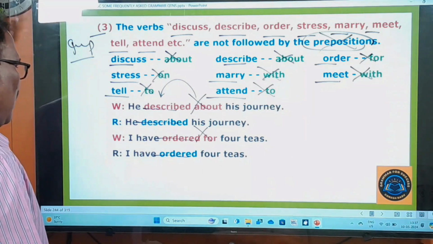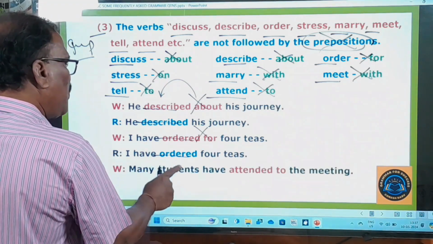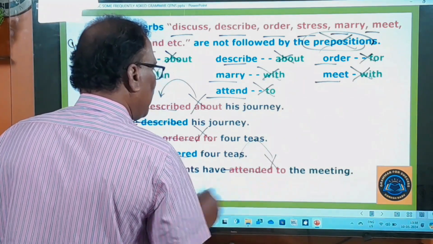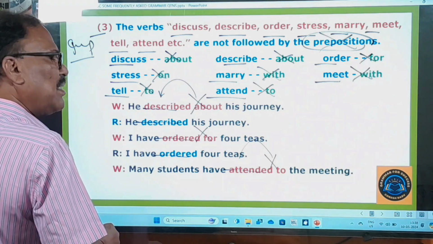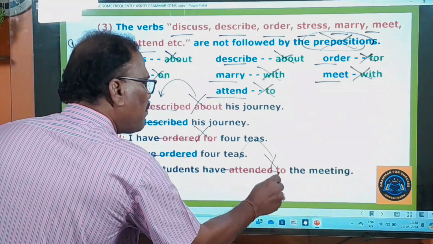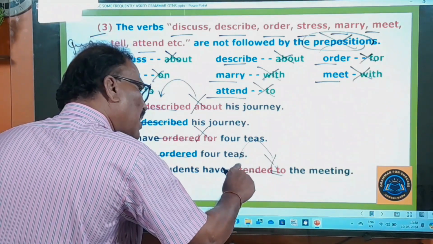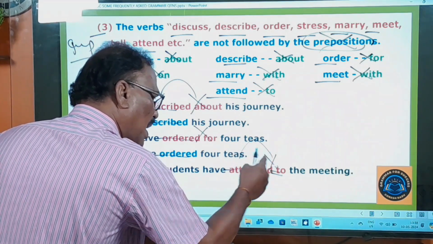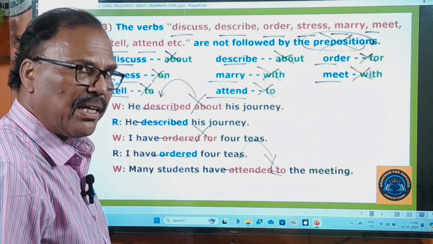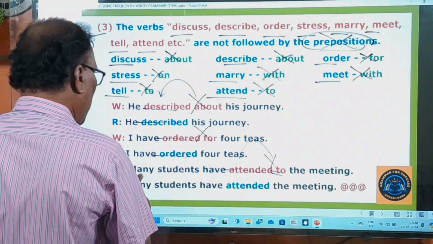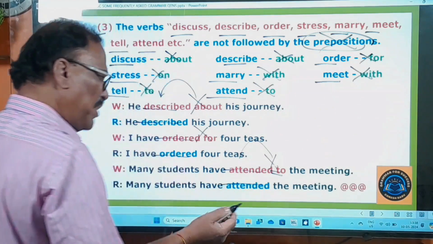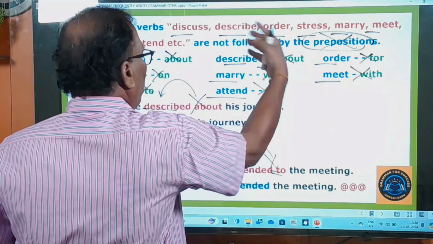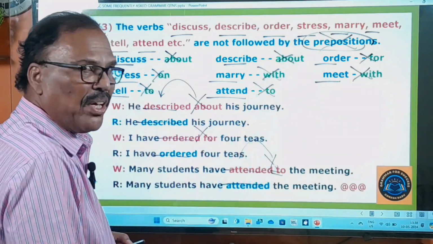That's right. And here, many students have attended to the meeting. See, attended to, this is bad. You should not say attended to because the meaning of this preposition to is already in this verb attended, and therefore using to after this again is a mistake. Therefore, we have to say many students have attended the meeting. So this is how you have to correct the mistake. Please keep these verbs and the prepositions that we use wrongly after them in your mind.